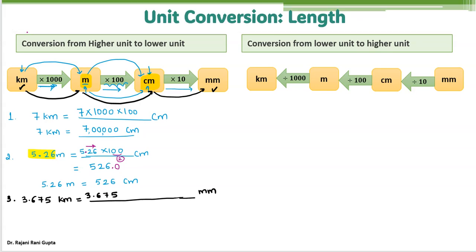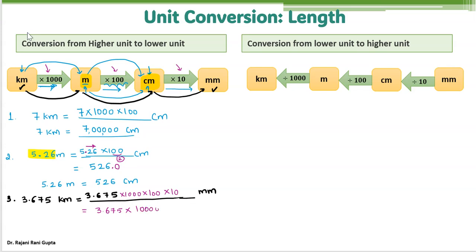kilometer to meter, what we have to do, we have to multiply this number by 1000. Then moving from meter to centimeter, we multiply by 100. And moving from centimeter to millimeter, we multiply by 10. So what we get here, 3.675 times, how many zeros are there?